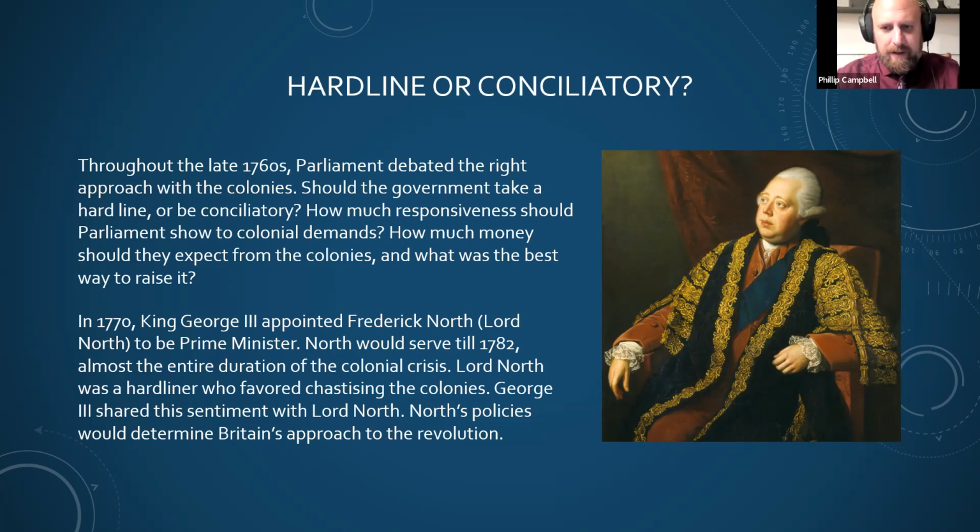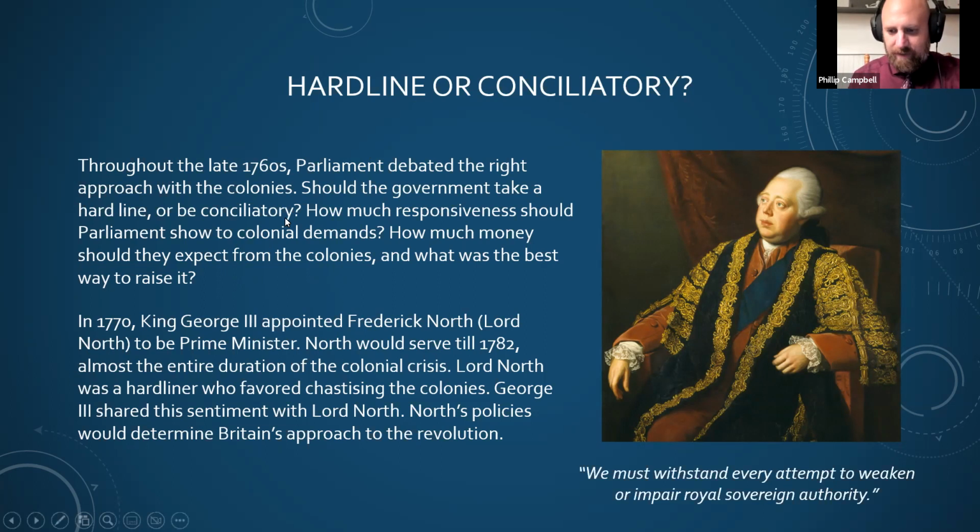So the prime minister had to be vetted and confirmed by the majority party. So North is appointed by the king because he represents the king's ideals, right? And he's going to serve as prime minister throughout almost the whole duration of the colonial crisis till 1782. And like George III, Lord North was a hardliner who wanted to chastise the colonies. So this is what he and the king had in common. So it was the policies of this man in particular with King George that would determine Britain's approach to the revolution.